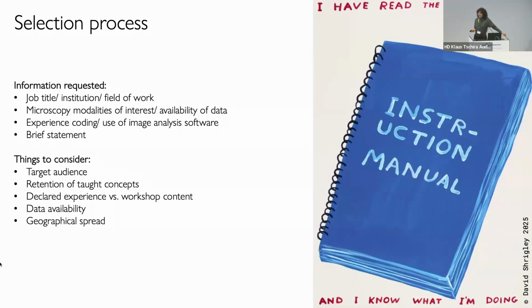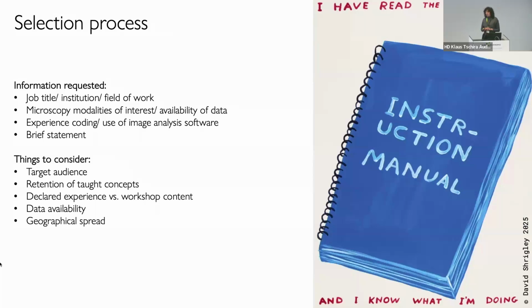Okay, selection process. Our courses tend to be oversubscribed. There are a lot of people that want to learn image analysis and cannot do so easily. Therefore, we had to implement some sort of selection process where people tell us a bit more about what their job title, institution, field of work is, what is their modality of interest when it comes to microscopy, if they already have data, and if they have any experience coding. We also want them to write for us a brief statement. Nowadays, this is mostly ChatGPT, unfortunately, but still we want them to try and justify why they want to be in the course.